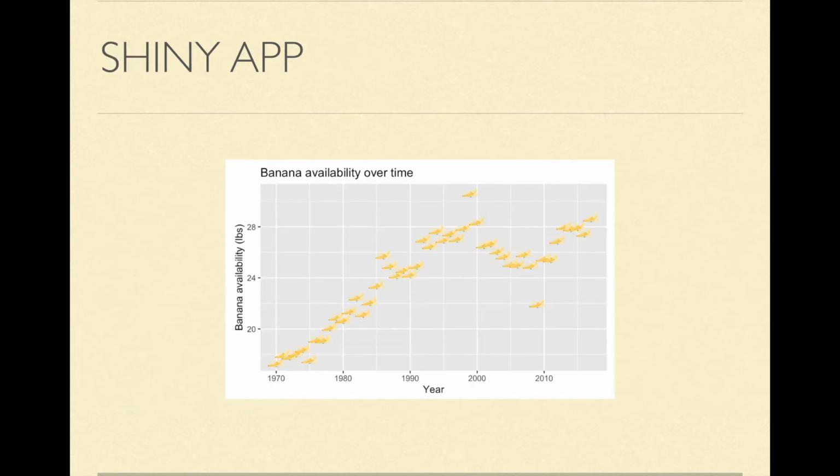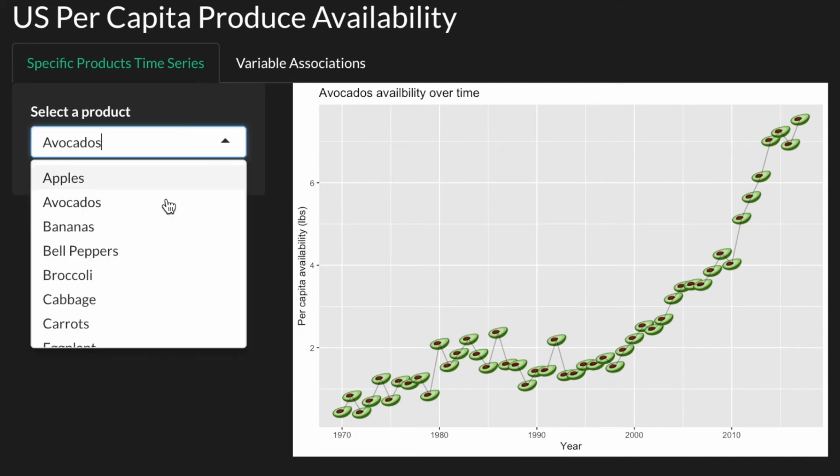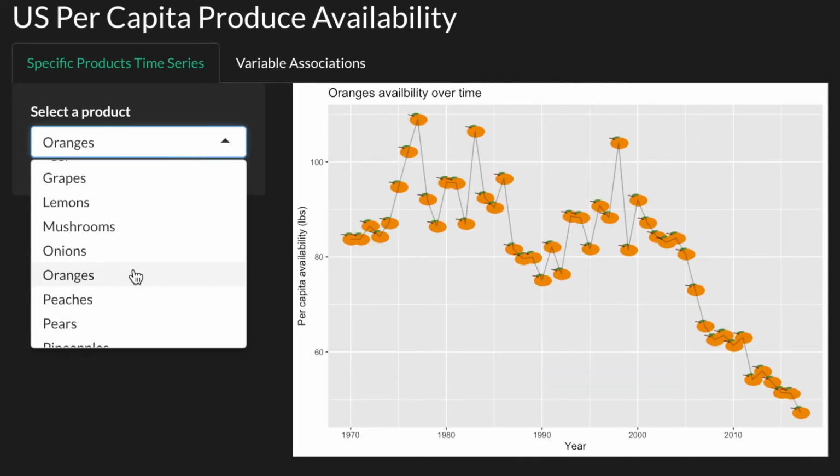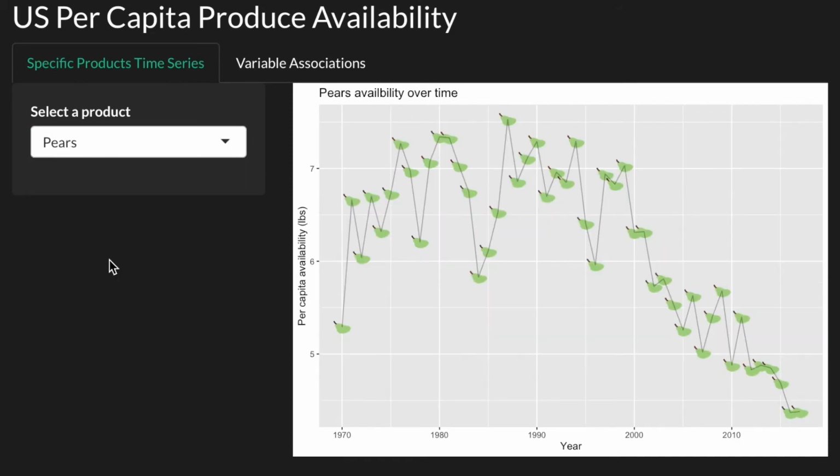The next part of my project involved creating a Shiny app as a visualization tool. Here is one example, but we will show the full capabilities of the app shortly. When we observe the availability trends over time for specific products, we can find some interesting things, such as a large increase in avocados in recent years, as well as a noticeable decrease among peaches, oranges, and pears.